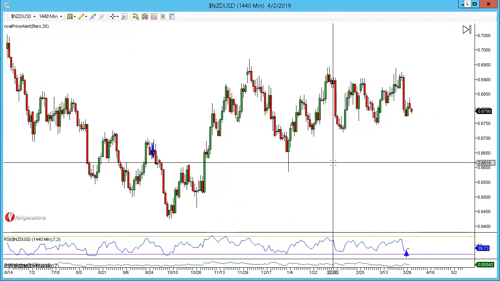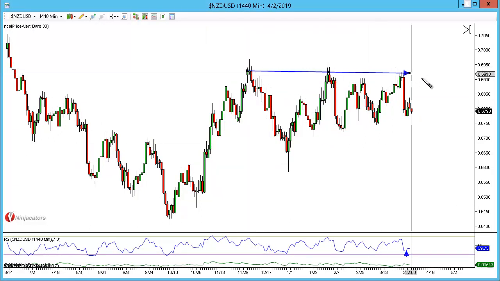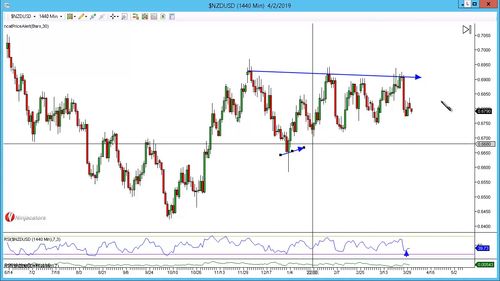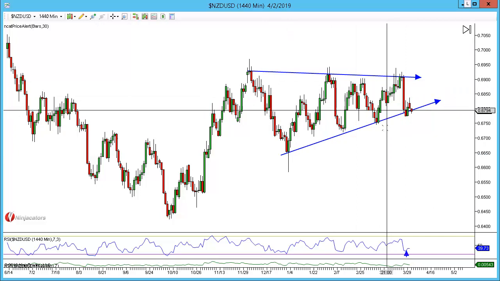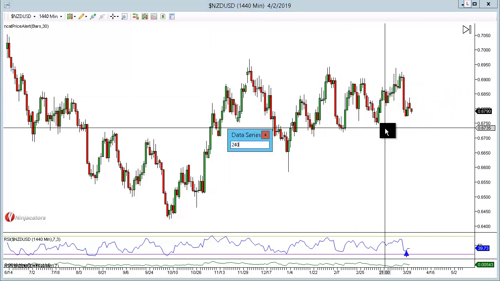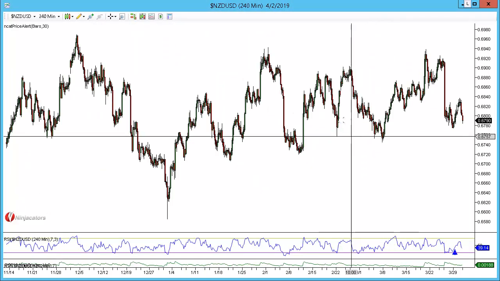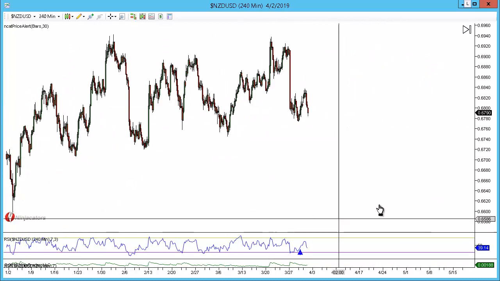Out here on the dailies, you should be able to see that the market is ranging or is in a channel, whichever way you want to say it. You can clearly see here we've been wedging. We're going to take a look at the 240. I'm actually just going to redraw this out on the 240.